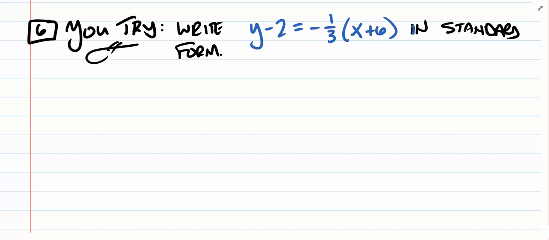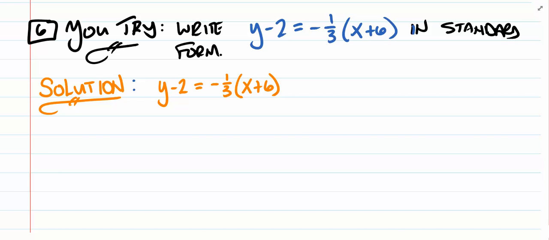Box number 6 is a you try. Go ahead and try and write y minus 2 equals negative 1/3 times x plus 6 in standard form. Look back to box 5 if you need help. Hopefully you got the right answer, but if not, here is the solution.